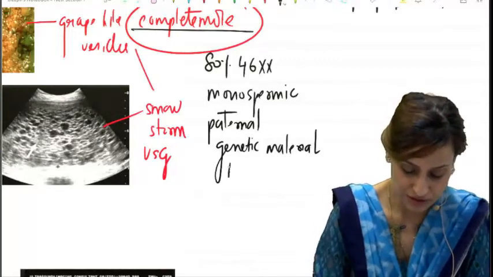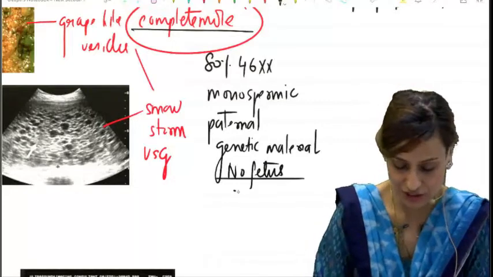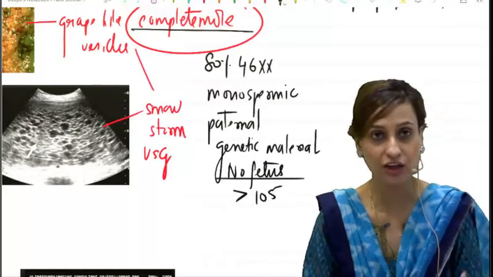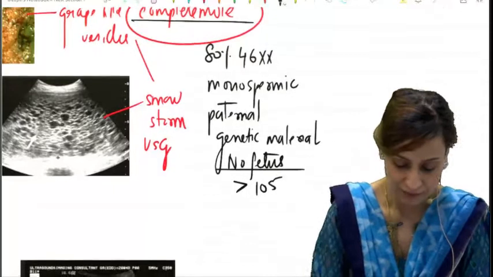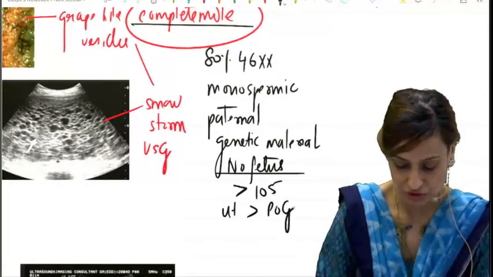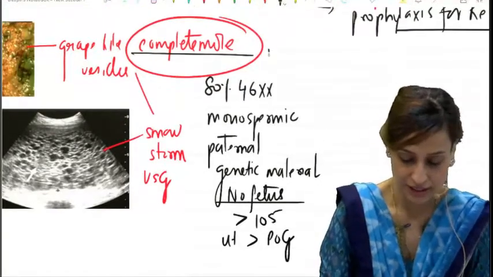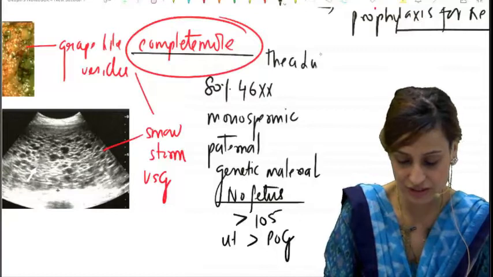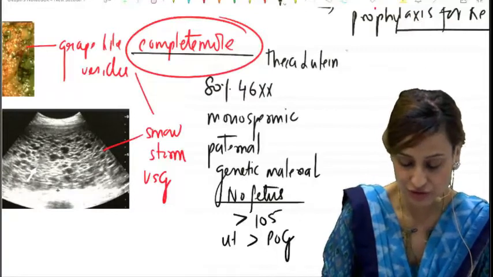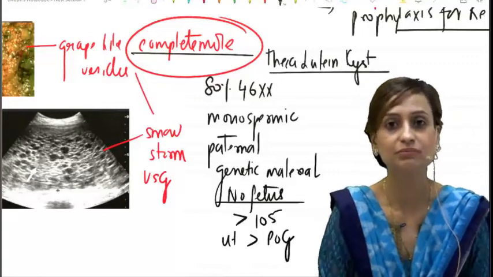Apart from this, there is no fetus in a complete mole, and the HCG values are going to be very, very high, usually more than 10 to the power 5, and the size of the uterus is bigger than POG. Also unique on the ultrasound of complete mole is theca lutein cyst in the ovaries, right? So theca lutein cyst in the ovaries is again quite unique to complete moles, right?